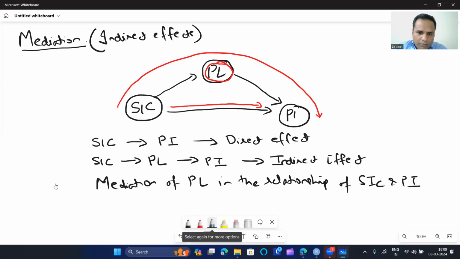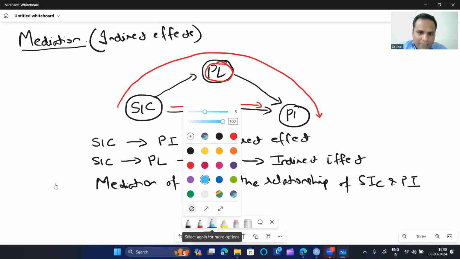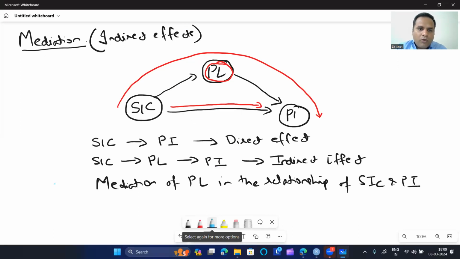When I talk about mediation, mediation always answers the question how. Mediation answers the question how. The how question means there is a direct path and there is also a path which goes through the mediator. So the mediator always answers the question how.